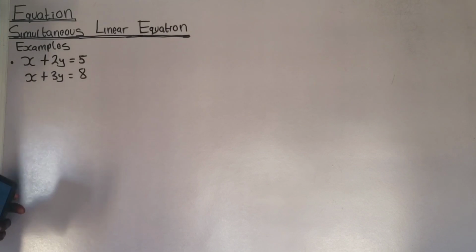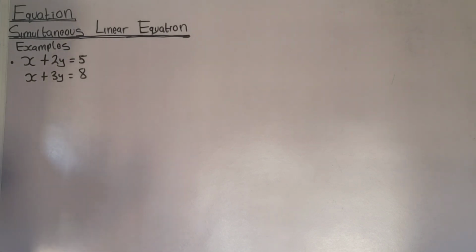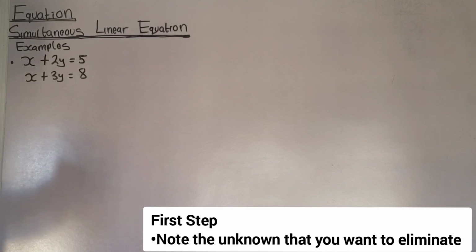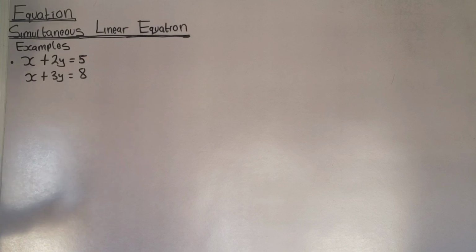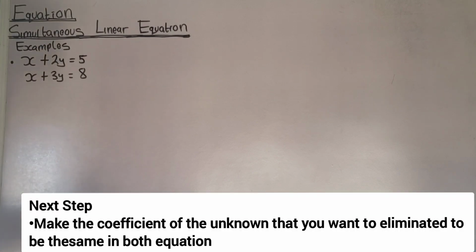Now how do we solve this equation using the elimination method? We are going to take it step by step, so I need you to pay attention. The first step is that we have to know the unknown that we want to eliminate. We have two unknowns, x and y. Which unknown should we eliminate? Should we eliminate x or should we eliminate y? In this case, I'm going to be eliminating x.